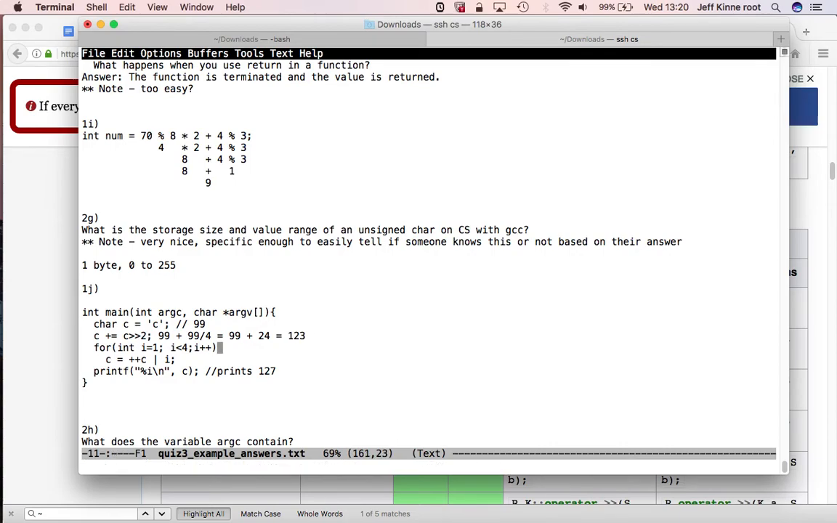All right, now we go I equals 1 to 4. We're going to do, all right, let's see what we got here. We're going to do plus plus C, so we increase already, and then we do OR 1. All right, so 124 is even. If we OR by 1, we get 125.